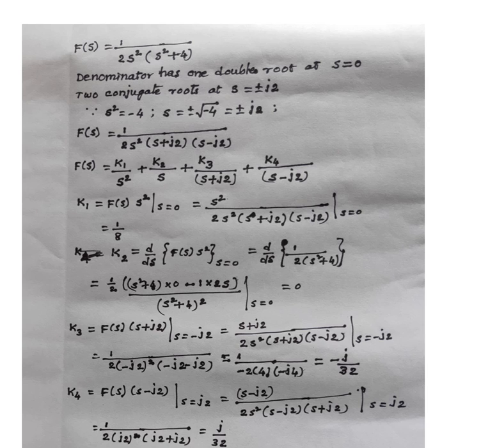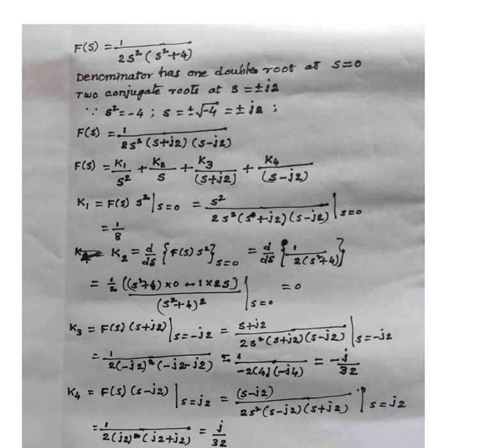Then to get k3, you multiply f of s with s plus j2. Then substitute s is equal to minus j2. So multiplying f of s with s plus j2, we will get s plus j2 divided by 2s square into s plus j2 into s minus j2. Then substitute s is equal to minus j2. This s plus j2 and s plus j2 are going to get cancelled. So then you have only 1 by 2s square into s minus j2.